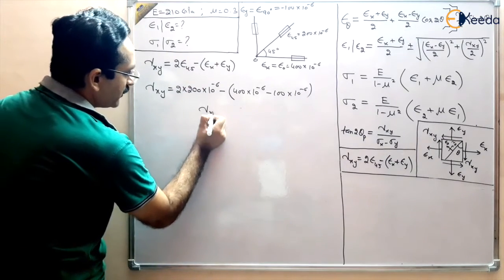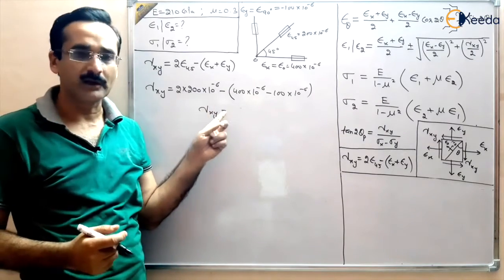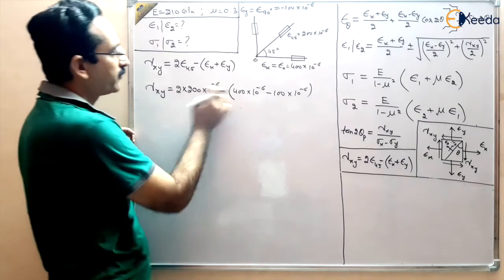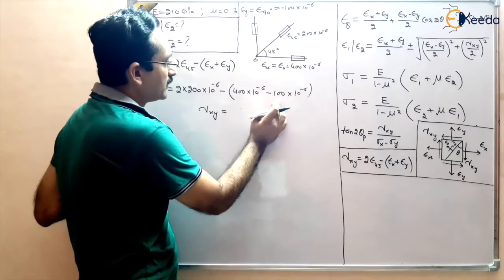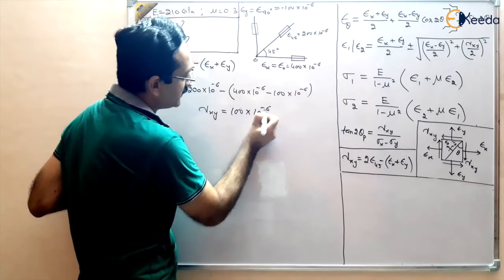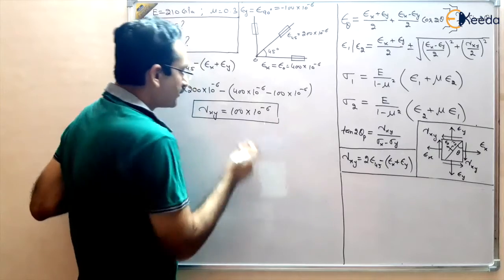So you can use your calculator and take your time and find out the value of shear strain, right? So here you can see 2 to 400, 400 will cancel out and you will get plus 100 times 10 to the power minus 6. So this is 100 multiplied by 10 to the power minus 6. This is our shear strain. But this is not our target.